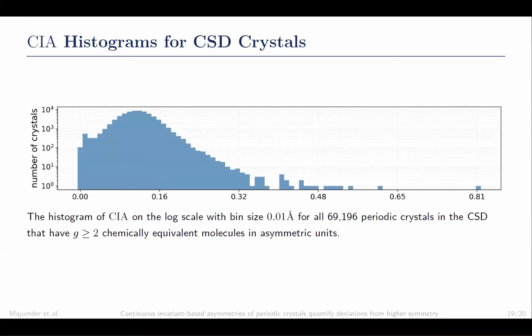This slide shows the histogram of CIA on the log scale with bin size 0.01 angstroms for all 69,196 periodic crystals in the CSD that have 2 or more chemically equivalent molecules in their asymmetric units. The y-axis again represents the number of crystal structures on a log scale, and the x-axis represents the corresponding CIA values. From this histogram, we can see that many of the crystal structures in the Cambridge Structural Database can be in higher symmetry forms due to low CIA values.